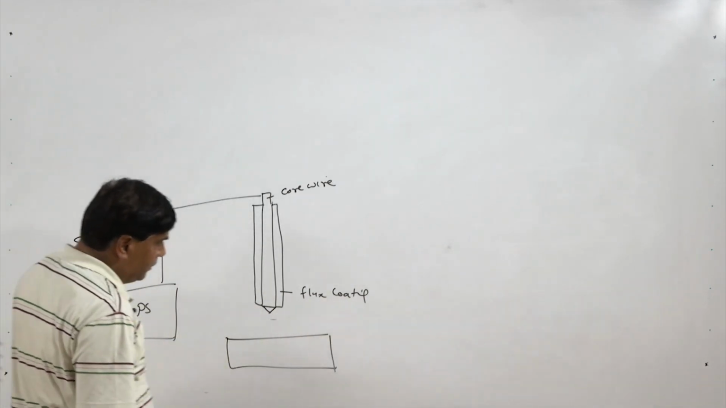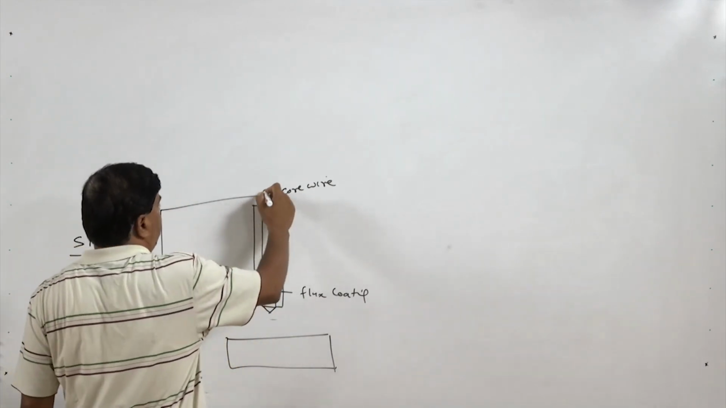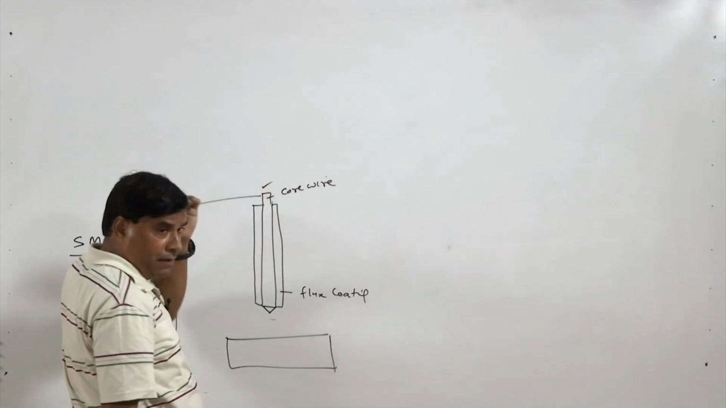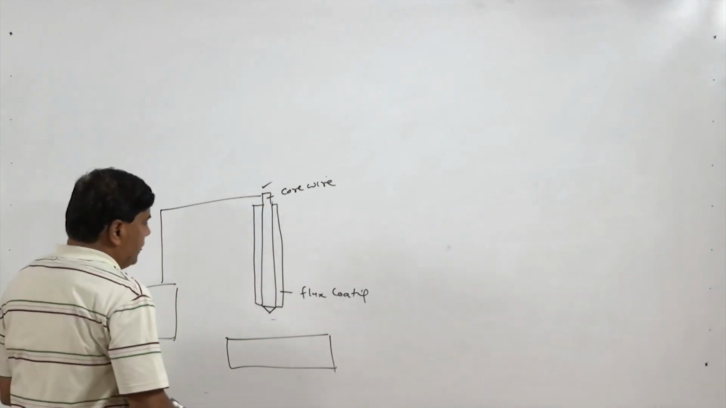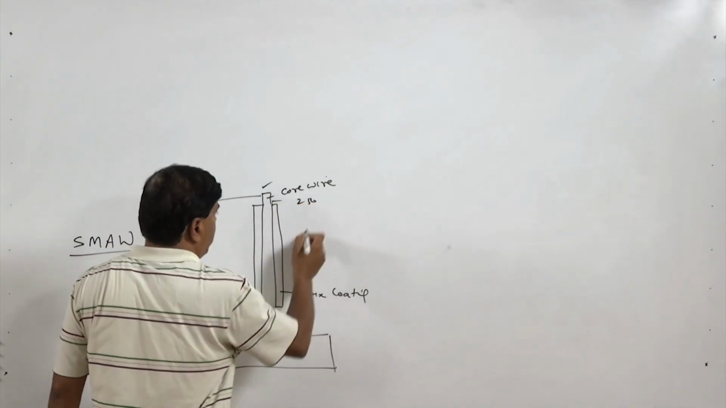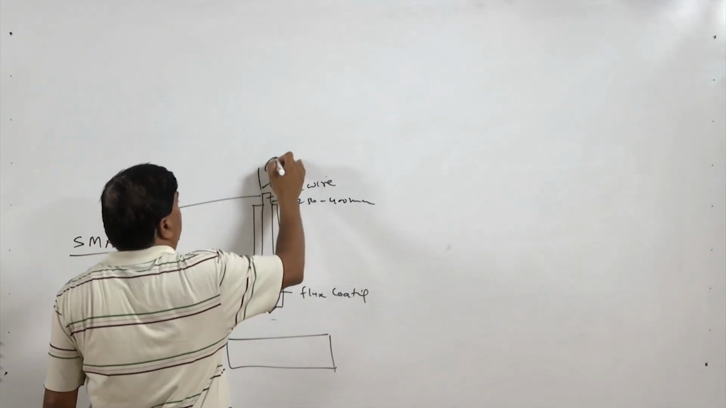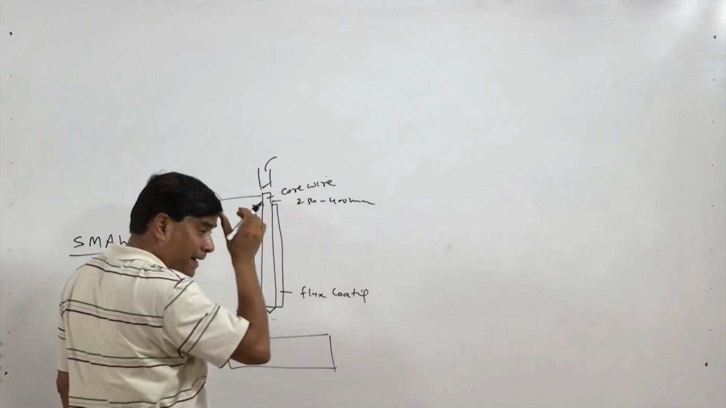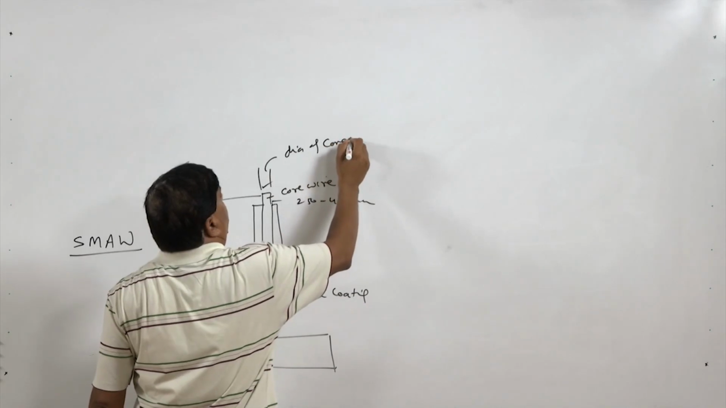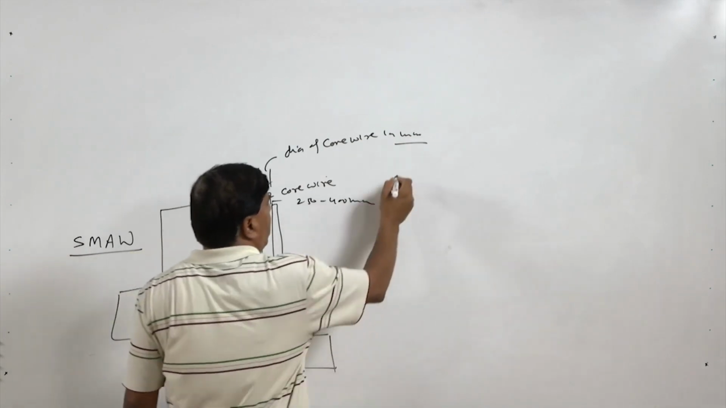Now, the role of the coating. If we see here, the electrode at the top end is bare, where we do not have the coating, and the entire length otherwise is coated. This length may be say 250 to 400 mm, and the diameter of the electrode is designated through the diameter of the core wire in mm.